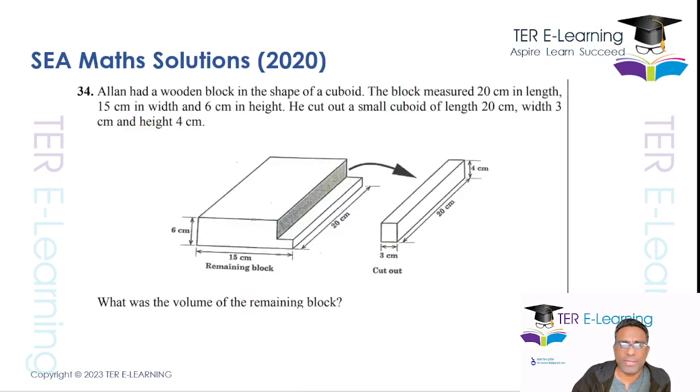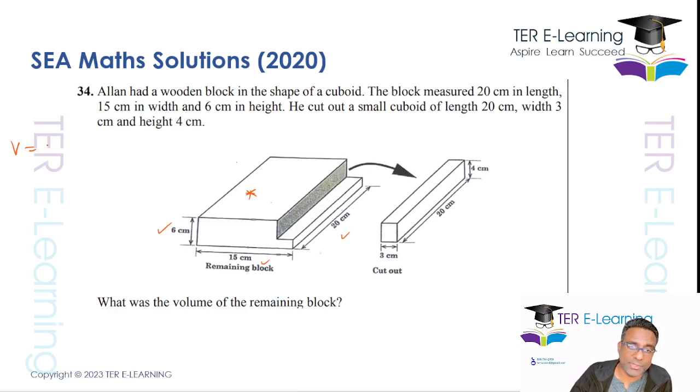That's 33. Question 34. Alan had a wooden block in the shape of a cuboid, right? The block is measured 20 by 15 by 6, and he cut out a small cuboid 20 by 3 by 4. What is the volume of the remaining block? So in a question like this, what you need to do is to find the volume of the original block, right? That's this block we're talking about here, assuming nothing was removed from it. So to do that, you will take this number, multiply by this, because volume is length by width by height or length by breadth by height, right?